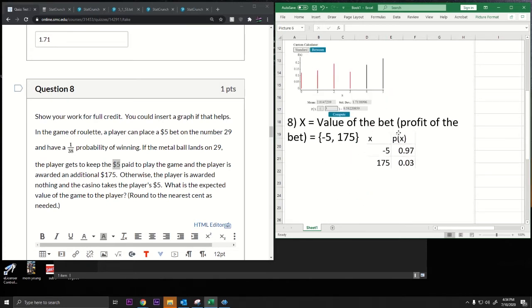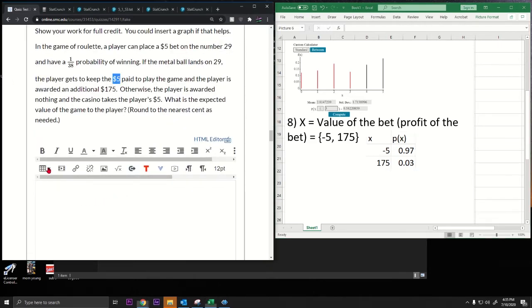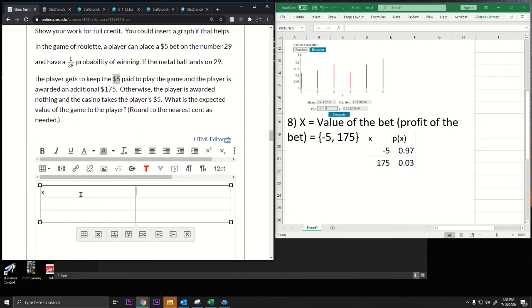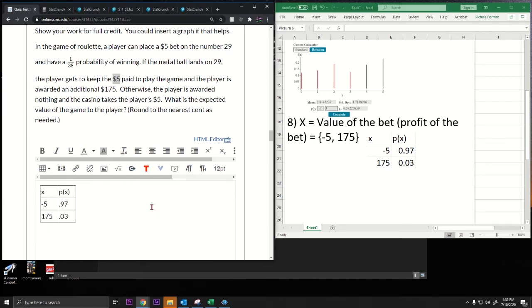Alright, so there you go. That's kind of showing a little bit of work on this question. I've shown work by saying that that is the random variable. Then I showed work by inserting a probability distribution. If you really wanted to, when you're taking the test, you can just say x, p of x, and then just say -5, 0.97, 175, 0.03. You could do that for your test if you want to show that table like that. Cool. So when you're taking the test, just do that if you want.